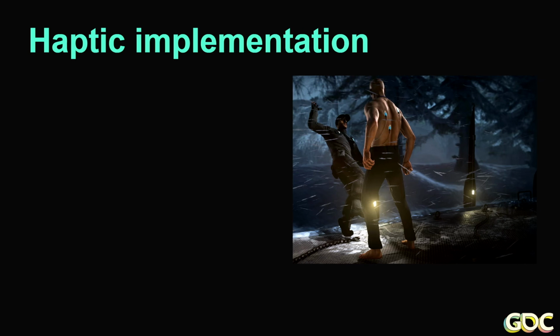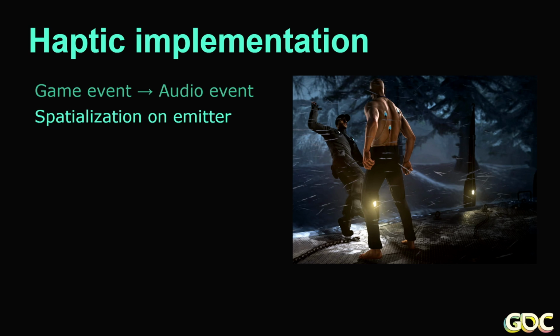So when we're implementing these haptics, it's basically the same approach as when we are implementing audio. In the engine, you will take the gameplay event of something happening, an animation or whatever. We add an audio event, which is a haptic event. We can spatialize that over an emitter. So we can use the same spatialization parameters as we have used for audio.